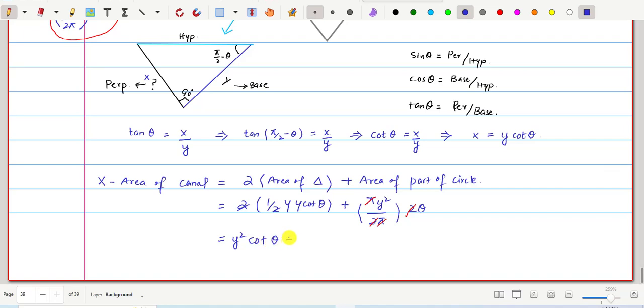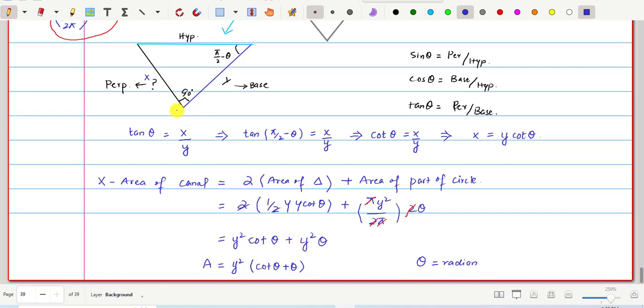theta, plus y square cot theta. Okay. If you further simplify it, if you take y square as common, you will get y square, cot theta plus theta. Okay. So this is the formula for the cross-sectional area of a triangular canal which is round at the bottom, and this theta is always in radians, it's not in degrees, it's in radian.